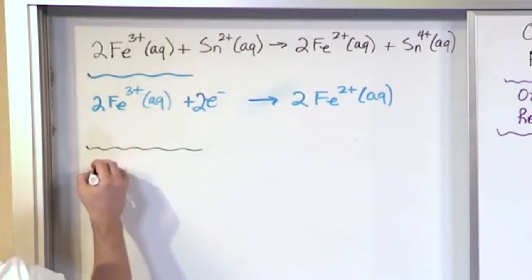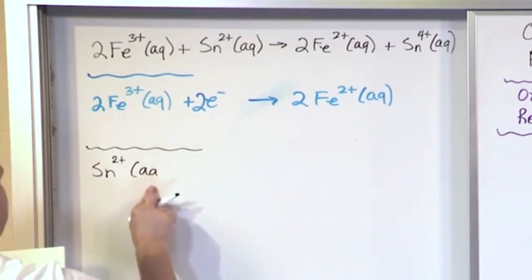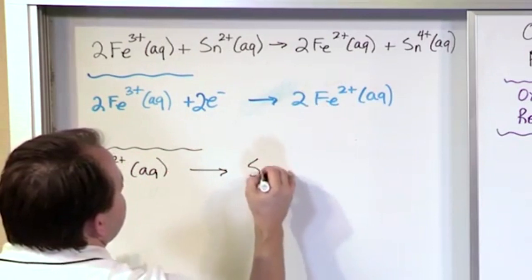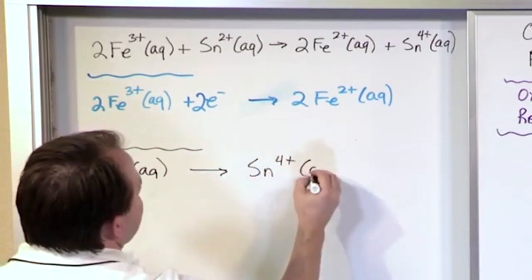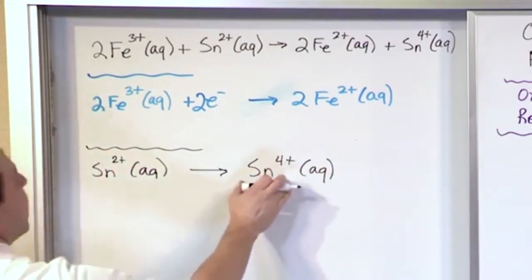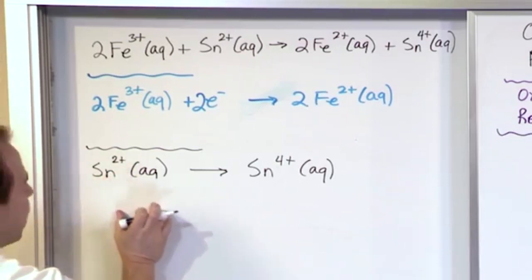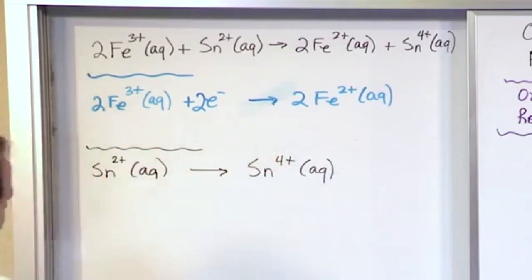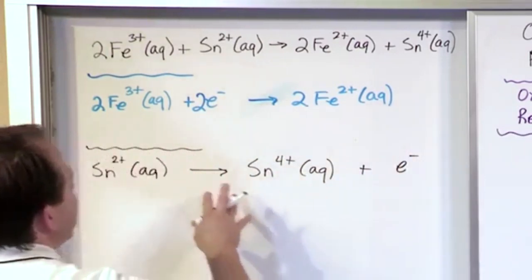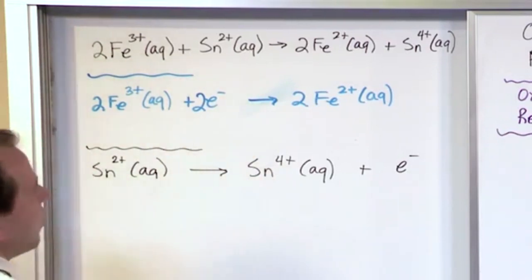So here we have Sn2+ aqueous solution, yielding Sn4+ aqueous solution. So here's before and after. I have an ion with plus 2 and an ion with plus 4. How do I change from an ion with a positive charge to an ion with an even more positive charge? The only way that can happen is if I liberate some electrons and get rid of some electrons from this guy, and then I have something that's even more positive.